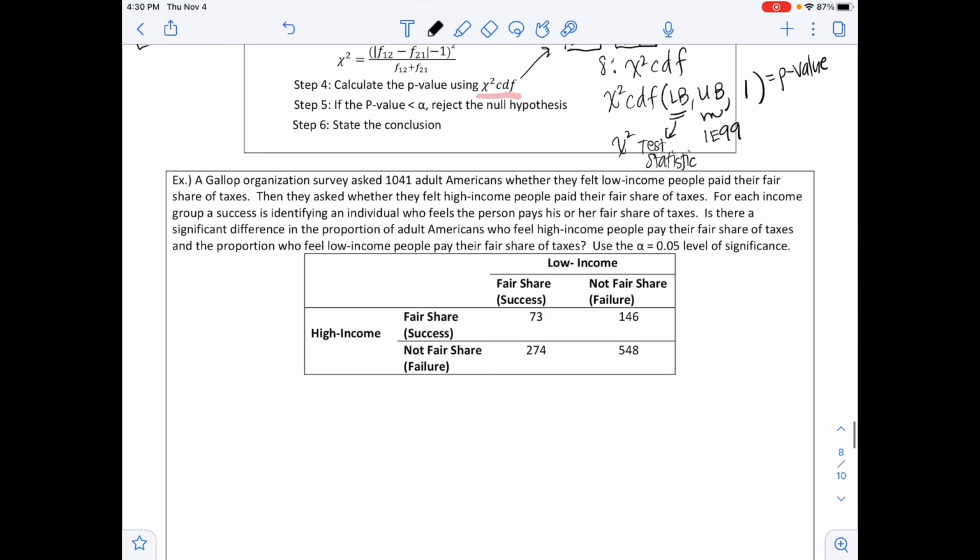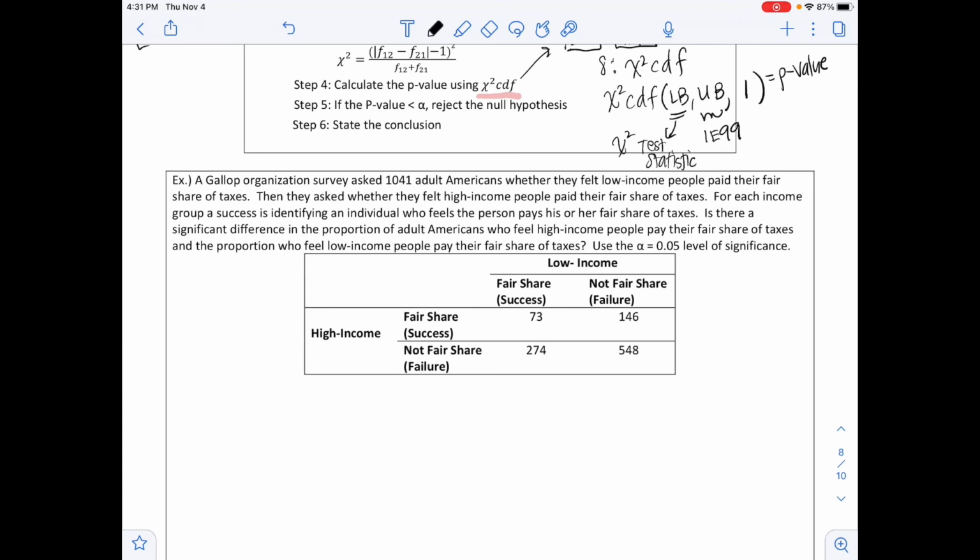So right below this, we have an example. And the example says a Gallup organization survey asked 1,041 adult Americans whether they felt low-income people paid their fair share of taxes. Then they asked whether they felt high-income people paid their fair share of taxes. For each income group, a success is identified as individuals who feel the person pays his or her fair share of taxes. Is there a significant difference in the proportion of adult Americans who feel high-income people pay their fair share of taxes and the proportion who feel low-income people pay their fair share of taxes? Use the alpha equals 0.05 level of significance.